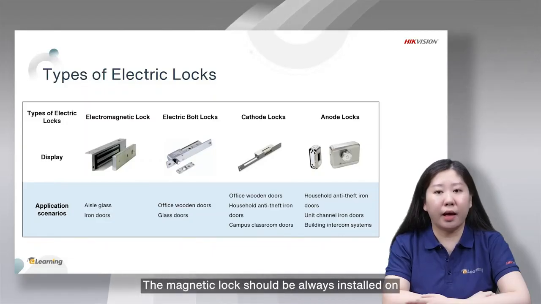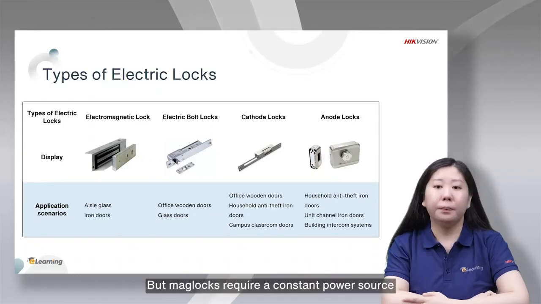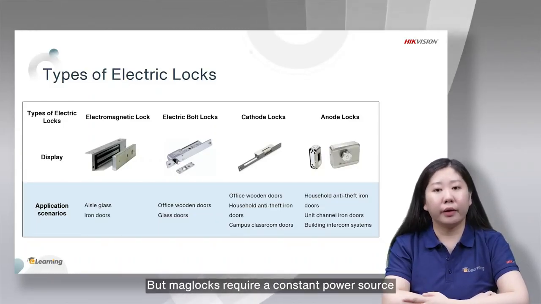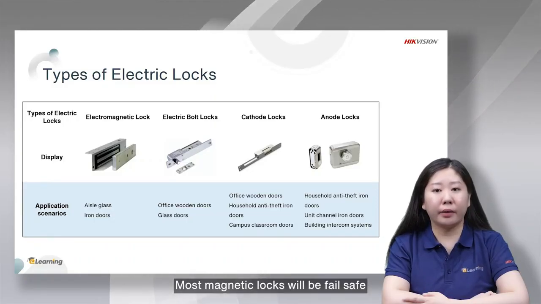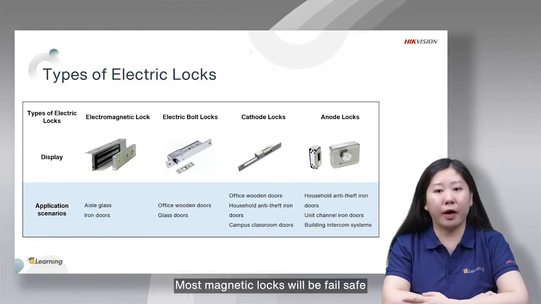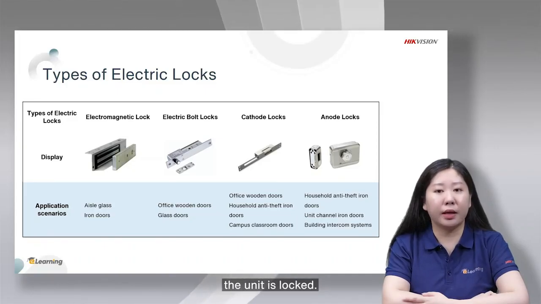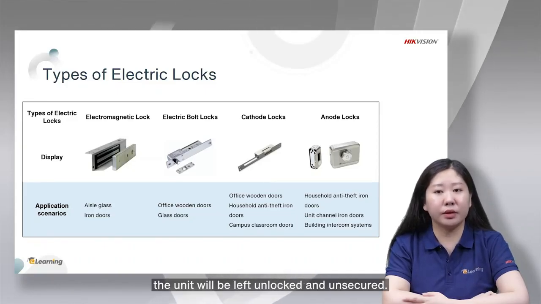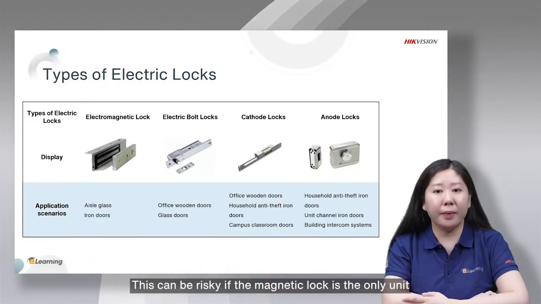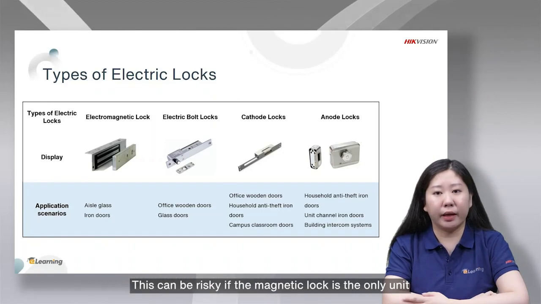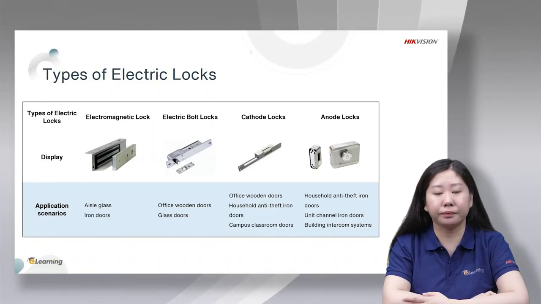The magnetic lock should always be installed on the secure side of the door, but mag locks require a constant power source in order to be secure. Most magnetic locks are fail-safe, meaning that when power is applied, the unit is locked. When power is lost, the unit will be left unlocked and unsecured. This can be risky if the magnetic lock is the only unit holding the door closed.